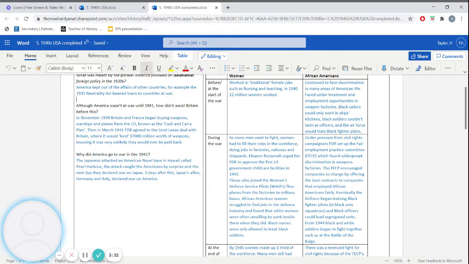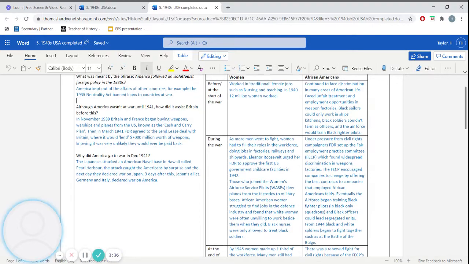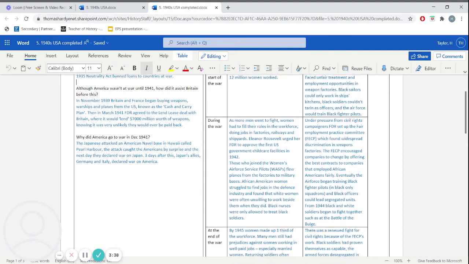And why did America eventually get into the war? So what caused them to completely abandon their isolationist foreign policy? And it was the Japanese attack on the American naval base in Hawaii called Pearl Harbor. The attack caught Americans by surprise, and the next day they declared war on Japan. 3 days after this, Japan's allies, Germany and Italy, so the other Axis powers, declared war on America, which meant that America was now fully involved in the Second World War.